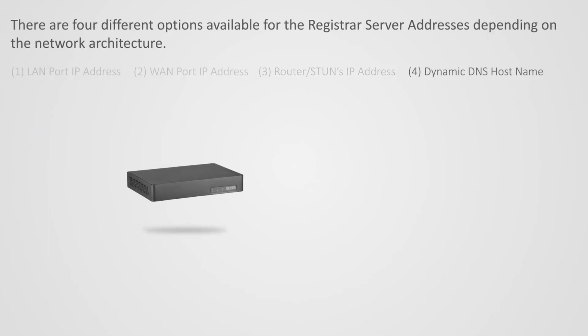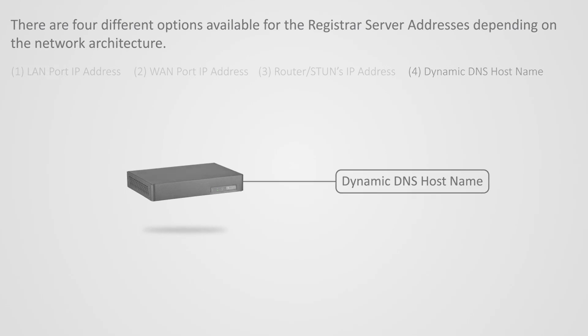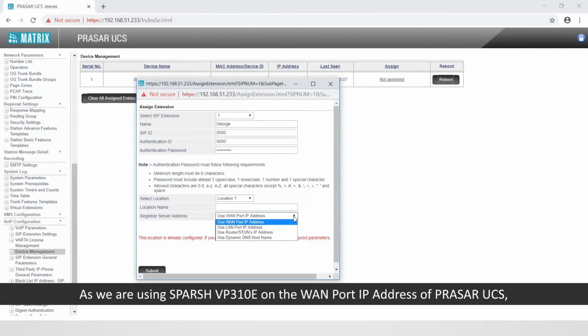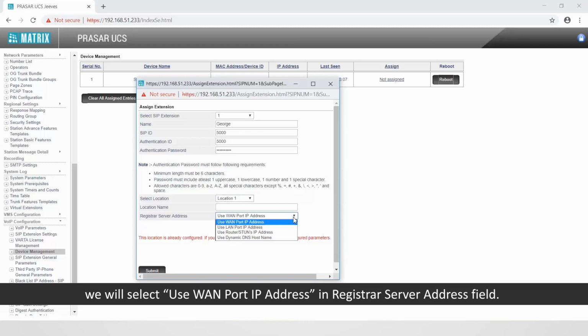Fourth, dynamic DNS host name. Select this option when PRASAR UCS is having dynamic DNS hostname configuration. As we are using SPARSH VP310E on the WAN port IP address of PRASAR UCS, we will select Use WAN port IP address in Registrar Server Address field.